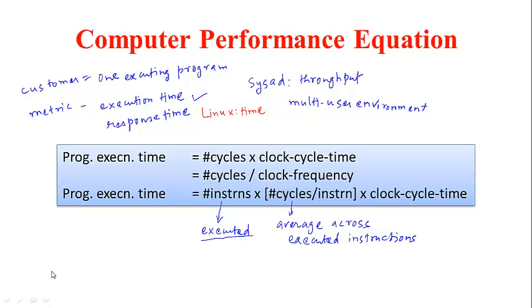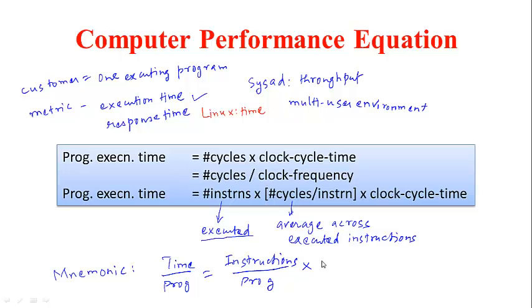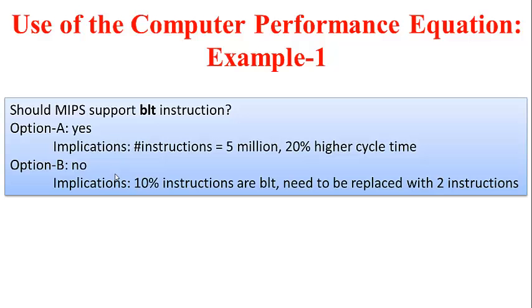There is an easy way to remember this particular computer performance equation. The time taken per program can be viewed as instructions per program times number of cycles per instruction times time taken per cycle. We will next see the usefulness of this particular computer performance equation through various examples.